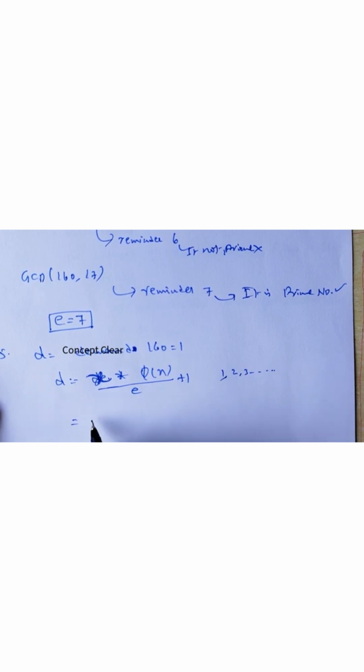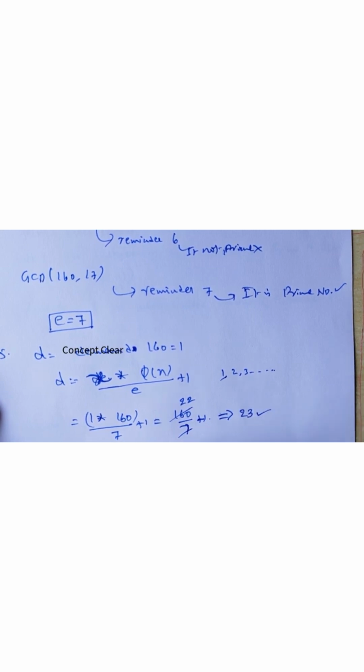Next, here I am checking 1 into 160 by 7. E value is 7, so plus 1. That means 160 by 7 plus 1. Here we are taking 7 into 160. What is the value? 22. So here divisible, so x equals to 1 is correct. We are considering x equals to 1. So 22 plus 1 is 23.